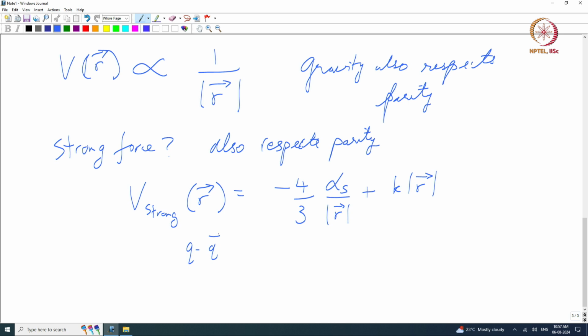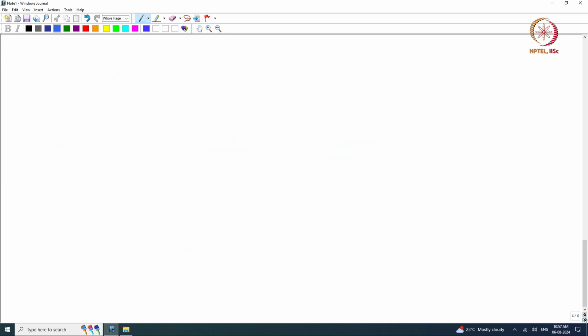All right. So, let us inspect some more aspects of the operation of parity itself. All right. So, let me open a new page. Okay.